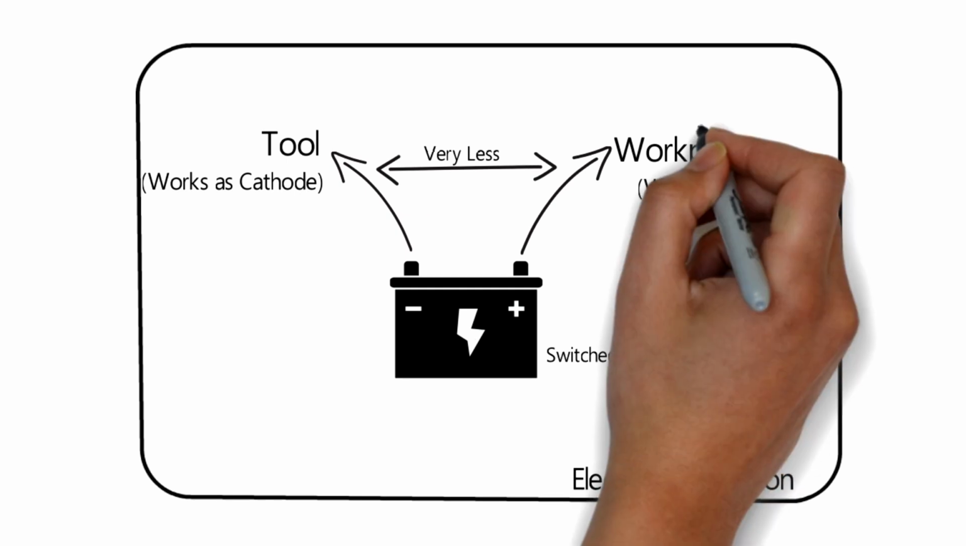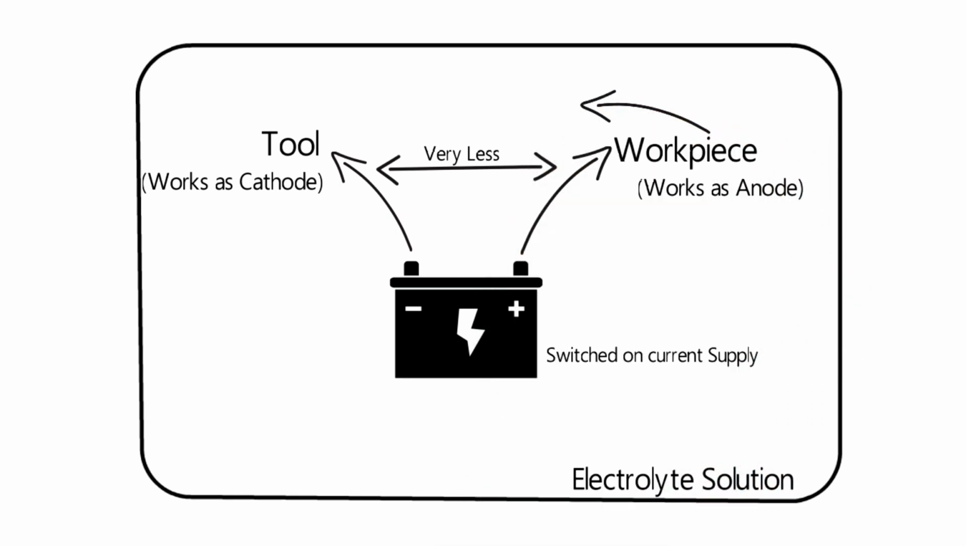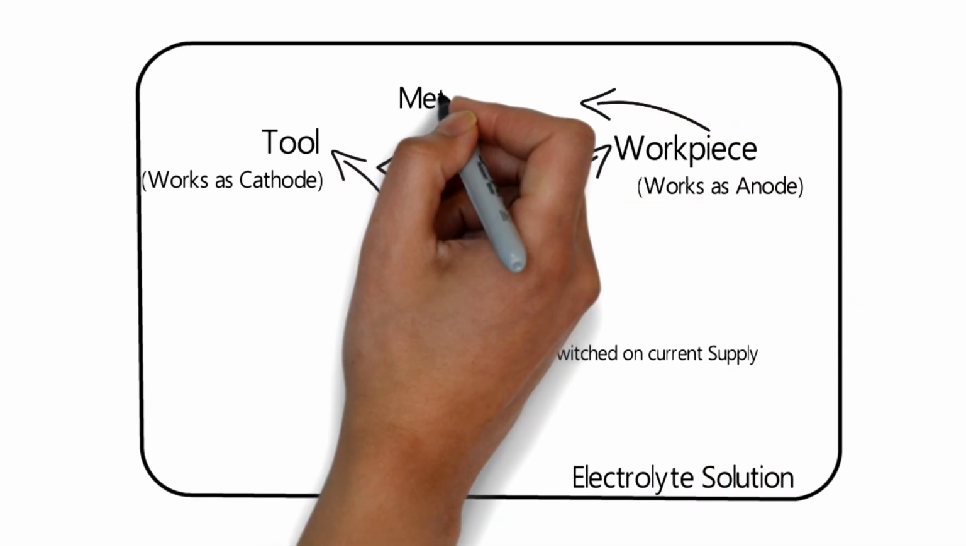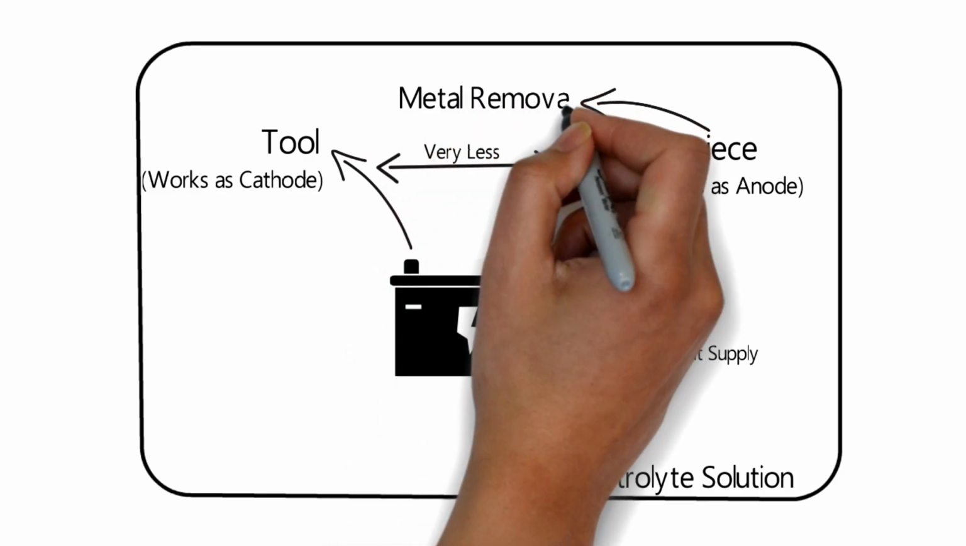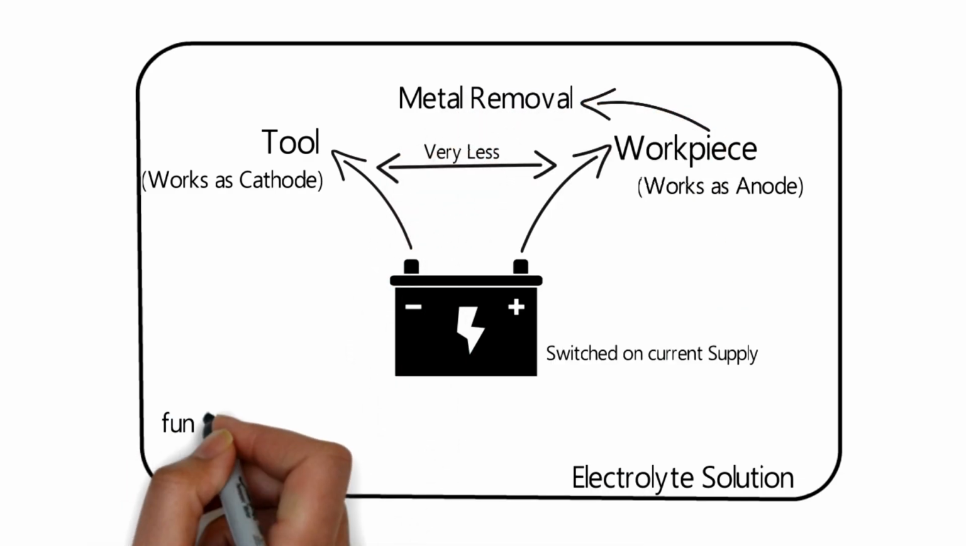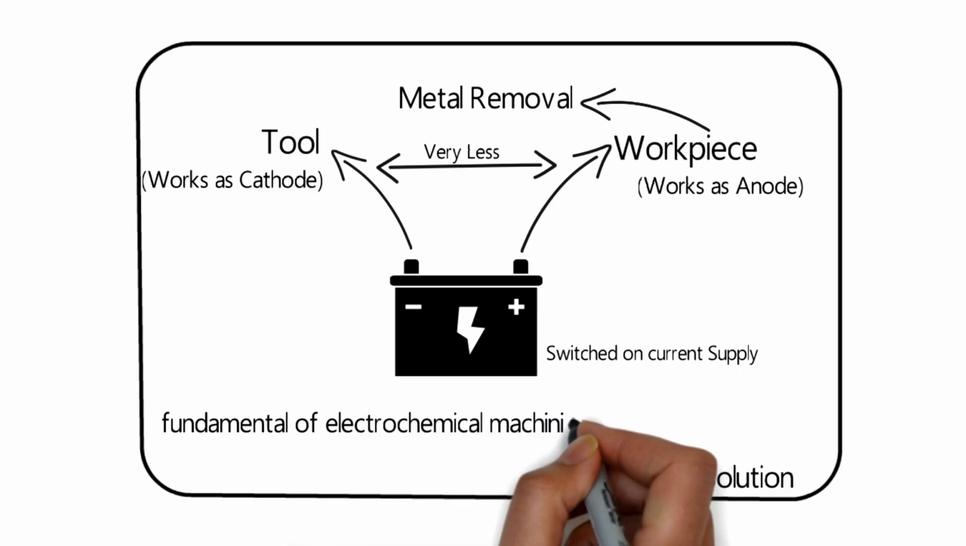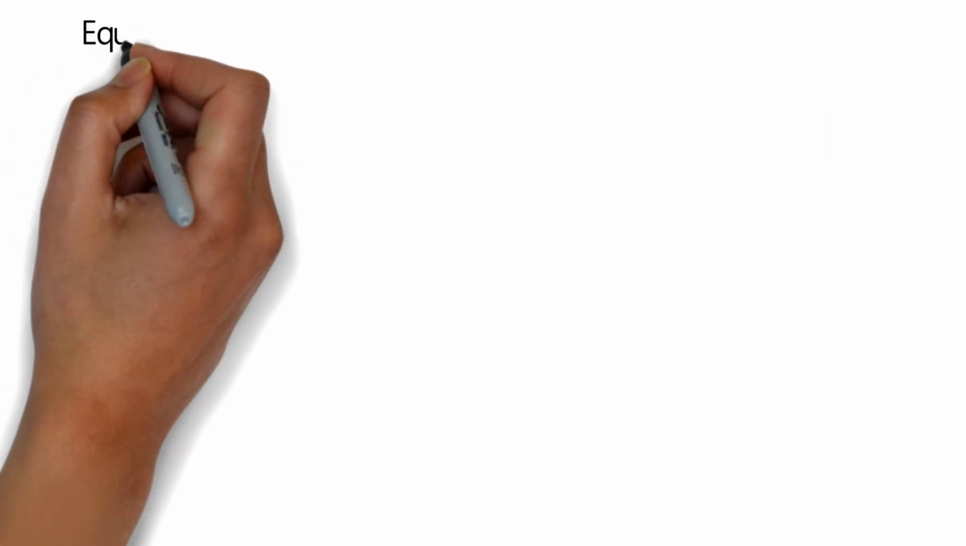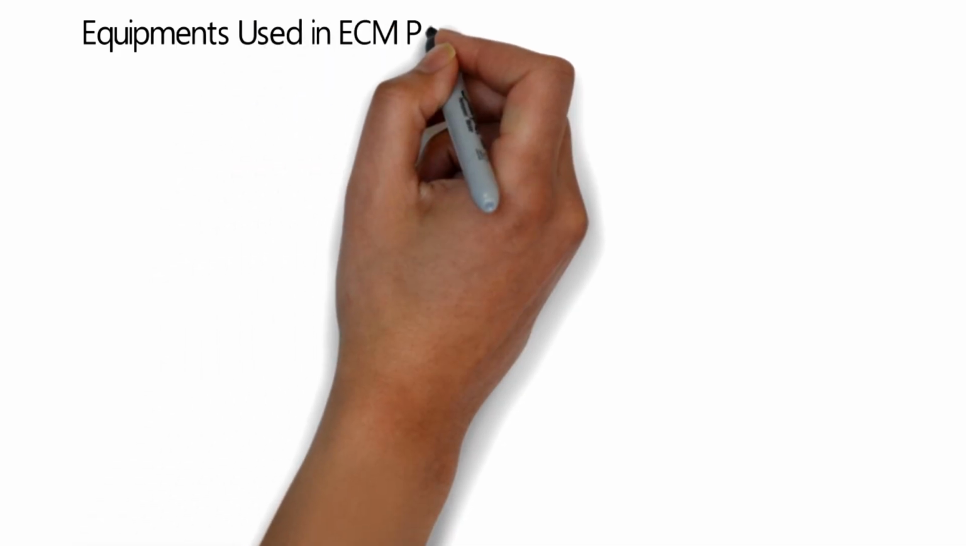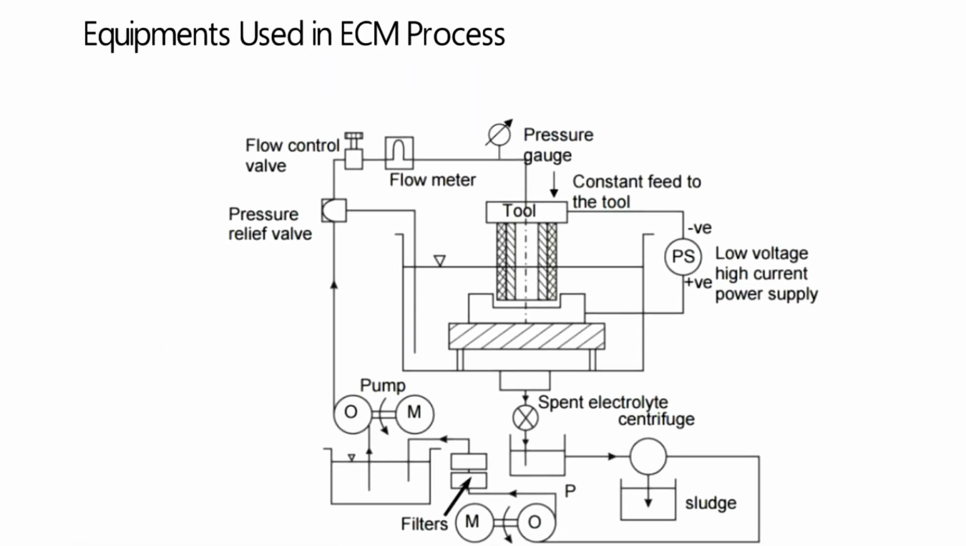So guys, when we switch on the current supply and apply the potential difference across the battery or the solution, metal removal takes place from the workpiece to the tool. So guys, that was the fundamental, or basic principle, of electrochemical machining. Let's check out what kind of equipment is used in the ECM process.